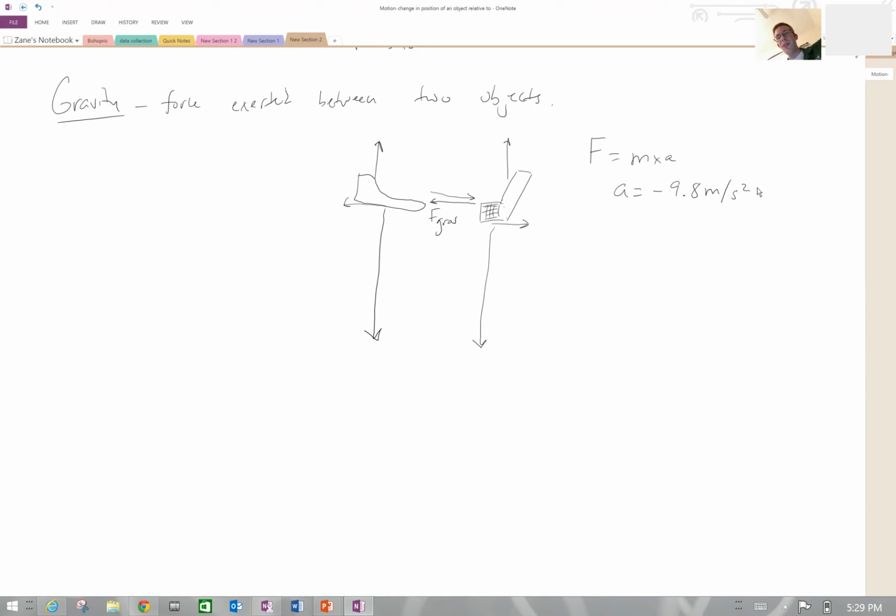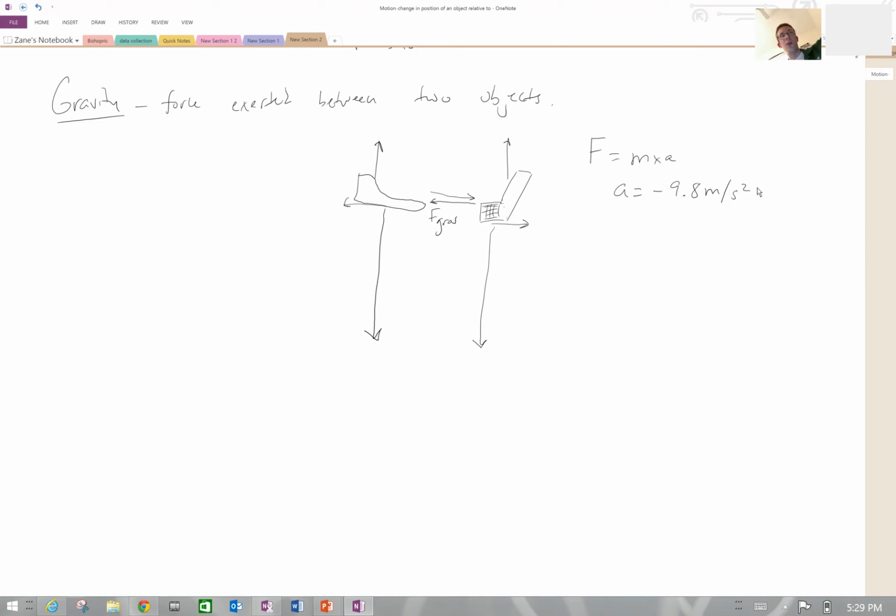Now, if every object experiences the same acceleration due to gravity, then theoretically, a bowling ball and a feather should experience the same acceleration when dropped off a tall building, which is true. So why don't we see the objects falling at the same rate? Well, the reason is because the bowling ball is much more massive, so a greater force is being exerted on it.